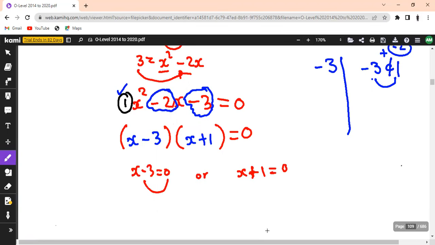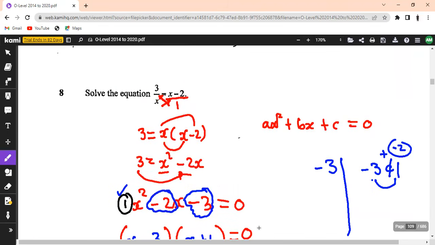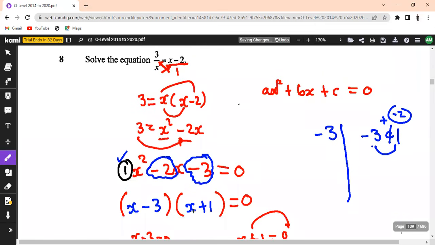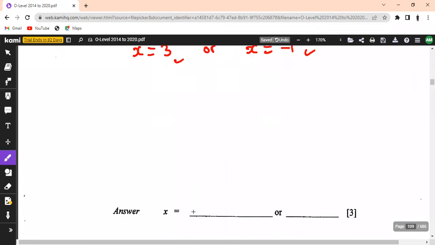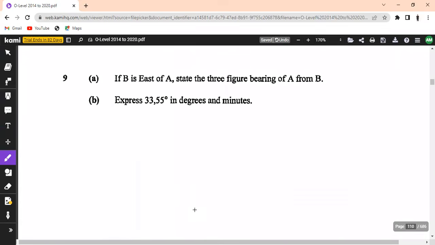So definitely minus 3 to this side is going to be a positive 3, or our x is going to be positive 1 to this side, which is going to be a negative 1. All right, so these are the values of x that we're going to expect from this equation that you're being asked to solve. So it's a matter of knowing the stages that you're supposed to follow and so forth.